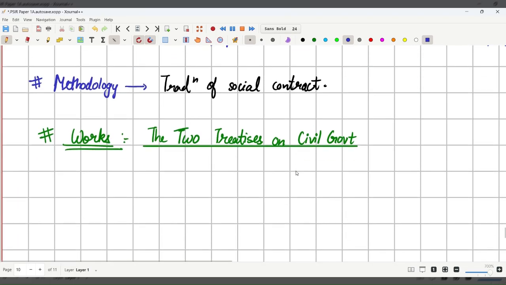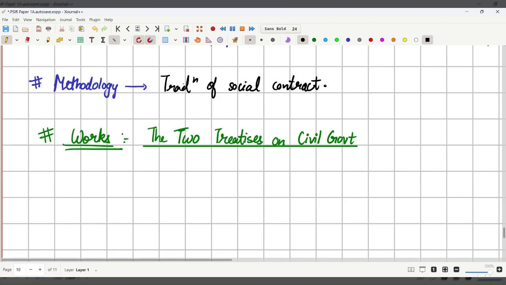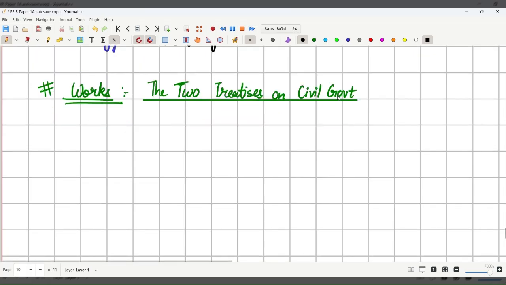Then his methodology: he is from the tradition of social contract, a social contractualist. Then about his works: there are two treatises on civil government. The first treatise is a critique of Filmer's theory, and the second treatise is about the theory of government using social contract.